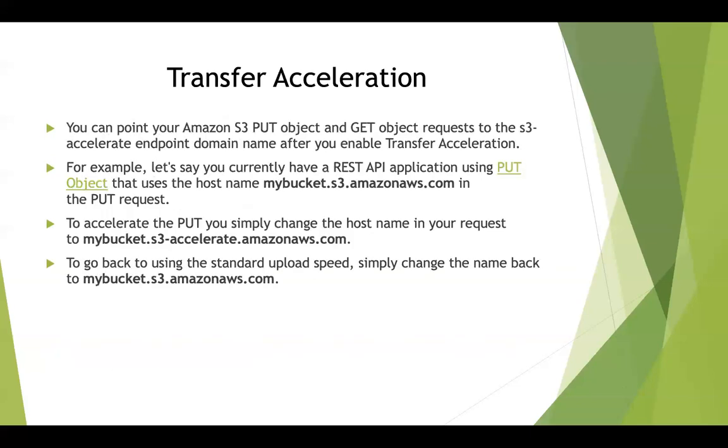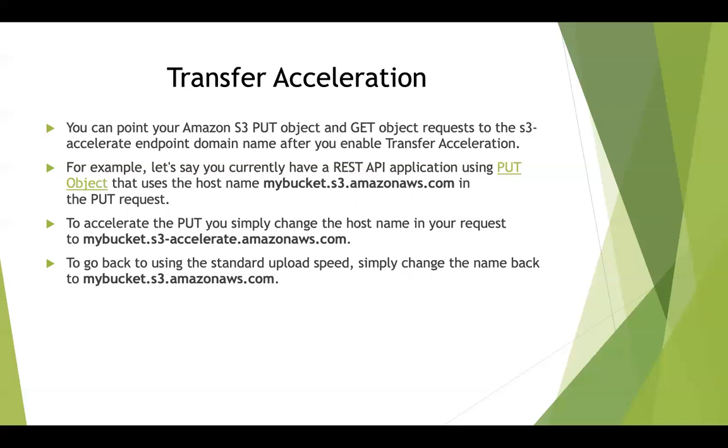Okay. So a good scenario over here is, you can point your put object, where when you go ahead and upload an object, the action is called put. You can point your put object and get object requests to the S3 accelerated endpoint domain name after you enable transfer acceleration. For example, let's say that you currently have a REST API that you have written, and using put object, you upload an object to the S3 bucket. Generally the host name is going to be mybucket.s3.amazonaws.com, where mybucket can be replaced with your bucket name.